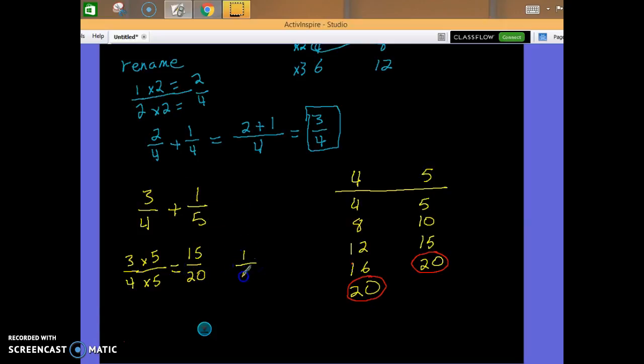And I'm going to do the same thing with the 1/5. I'm going to start off with 1/5, and I'm going to multiply this by 4/4 because it's the fourth number. So times 4. 4 times 4. And so 1/5 is going to be rewritten as 4/20.